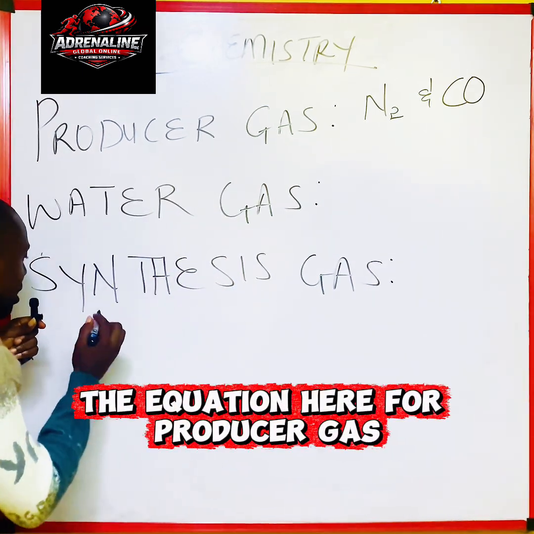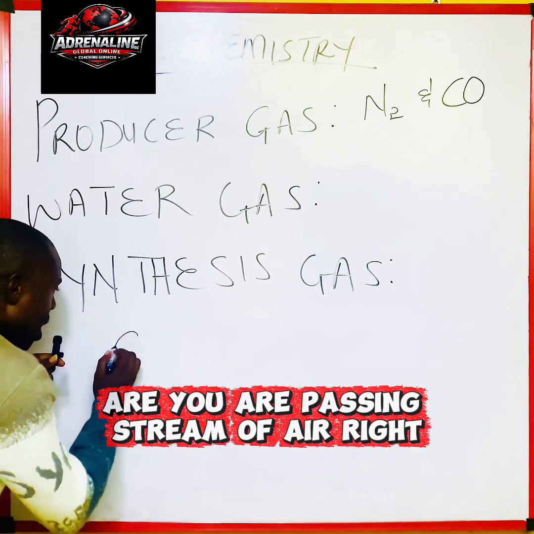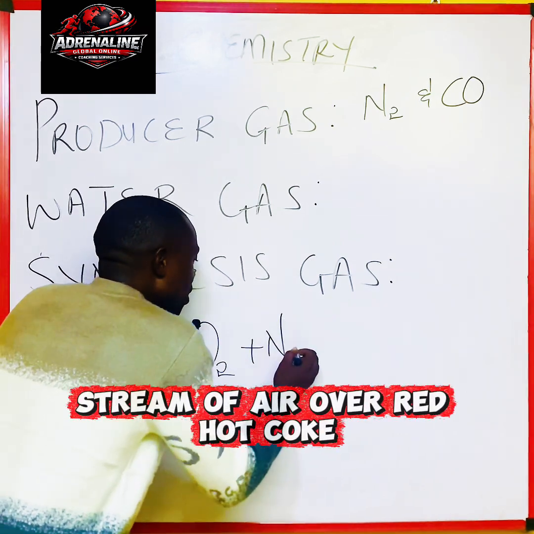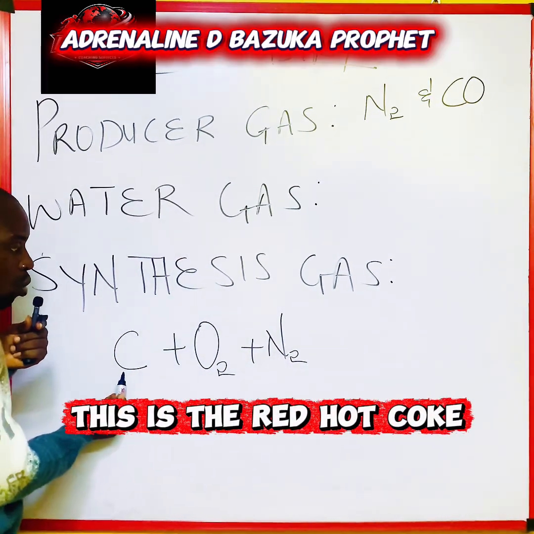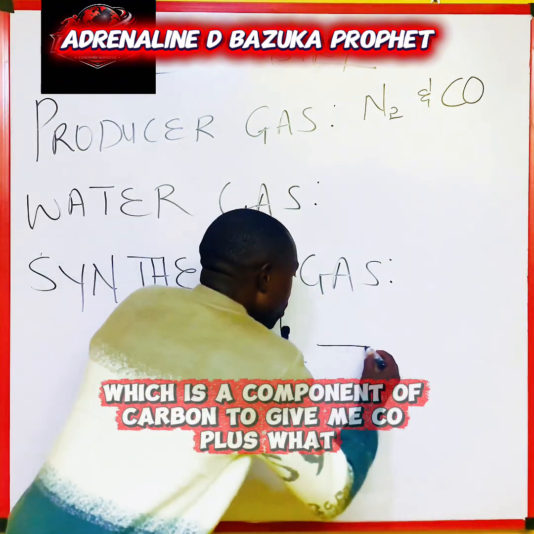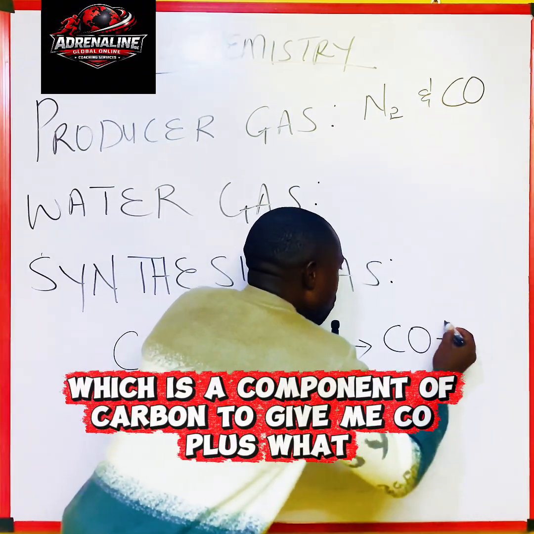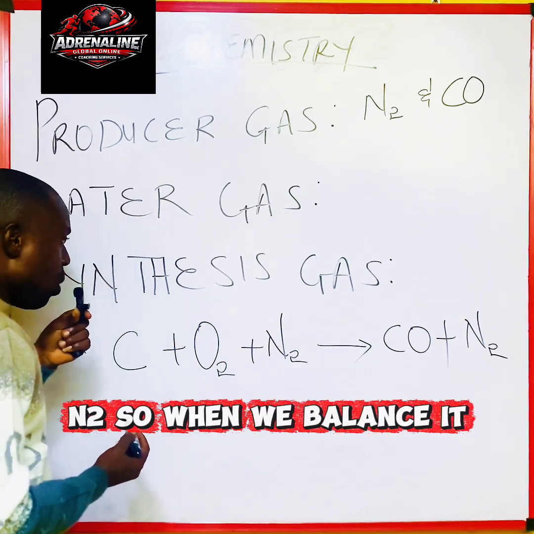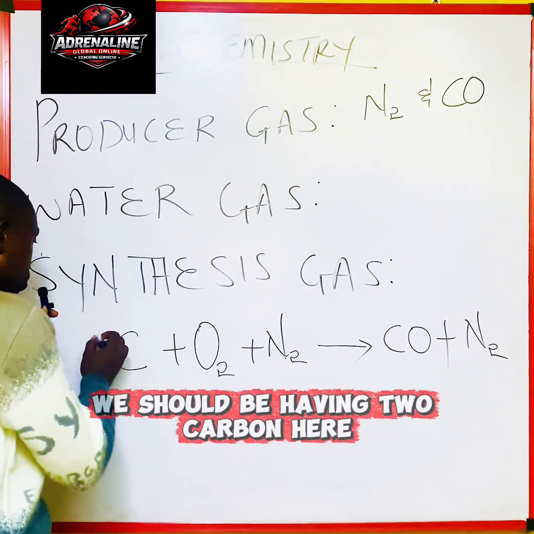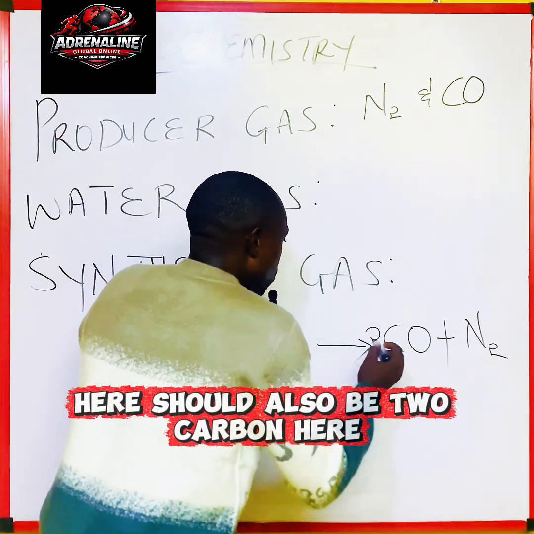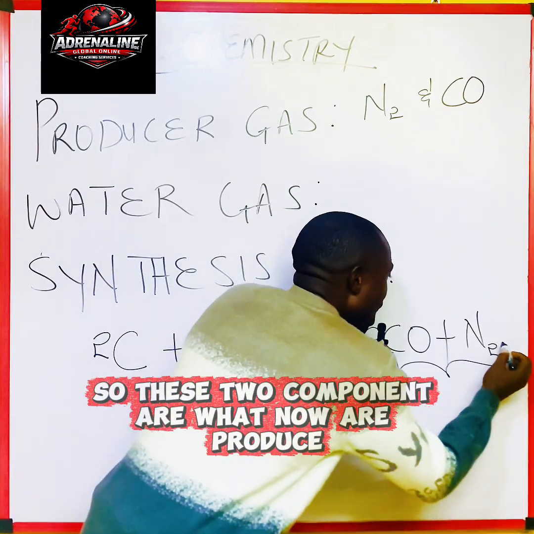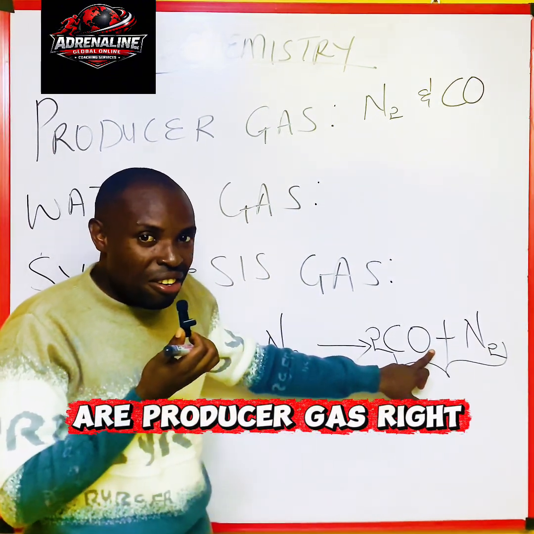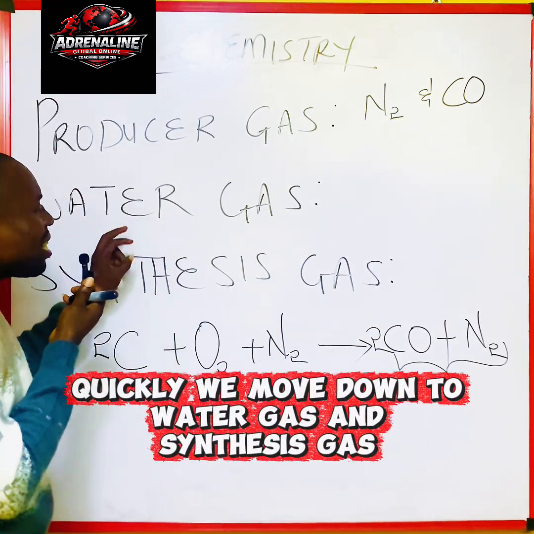So let me give you the equation here for producer gas. You are passing stream of air over red hot coke, which is a component of carbon, to give CO plus N2. So when we balance it, we should have two carbon here and two carbon here. So these two components are the producer gas.